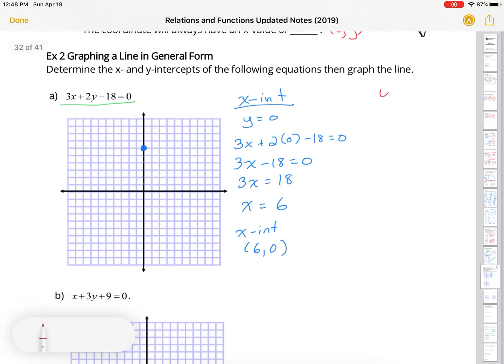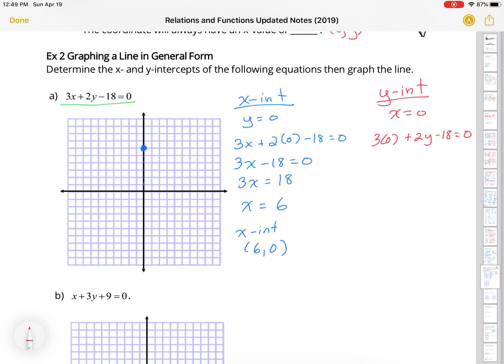Okay. Now my y-intercept is where x equals 0. So I'm going to substitute in a 0 for x. So 3 times 0 plus 2y minus 18 equals 0. 3 times 0 would be 0, so I'll get 2y minus 18 equals 0. So 2y is equal to 18, because when I move the 18 over, it becomes positive. Divide both sides by 2. I get y is equal to 9. So my y-intercept is, my x was 0, and my y is 9.